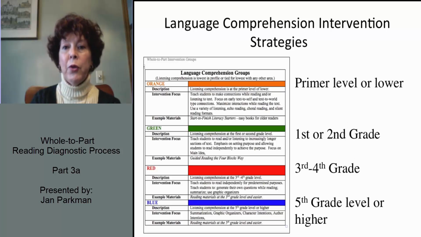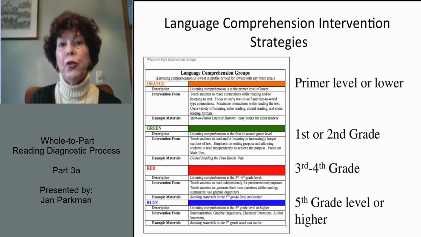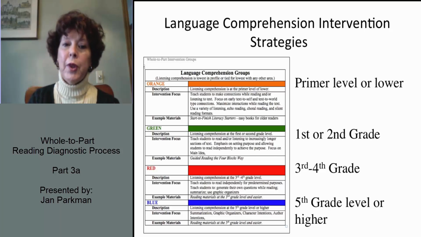So the orange level is for students at that primer level or lower. Green is for first or second grade, and red for students at that third to fourth grade in language comprehension skills. And then blue for those students whose score is at the fifth grade level or higher. Remember Taniqua, whose scores we reviewed earlier, would be a student for whom this blue level would be important, and she had all tied scores indicating language involved, and her score in language was at the fifth grade level. So for that student, we look at blue. So that's an example of how you can be looking up for your individual students based on the scores they receive.